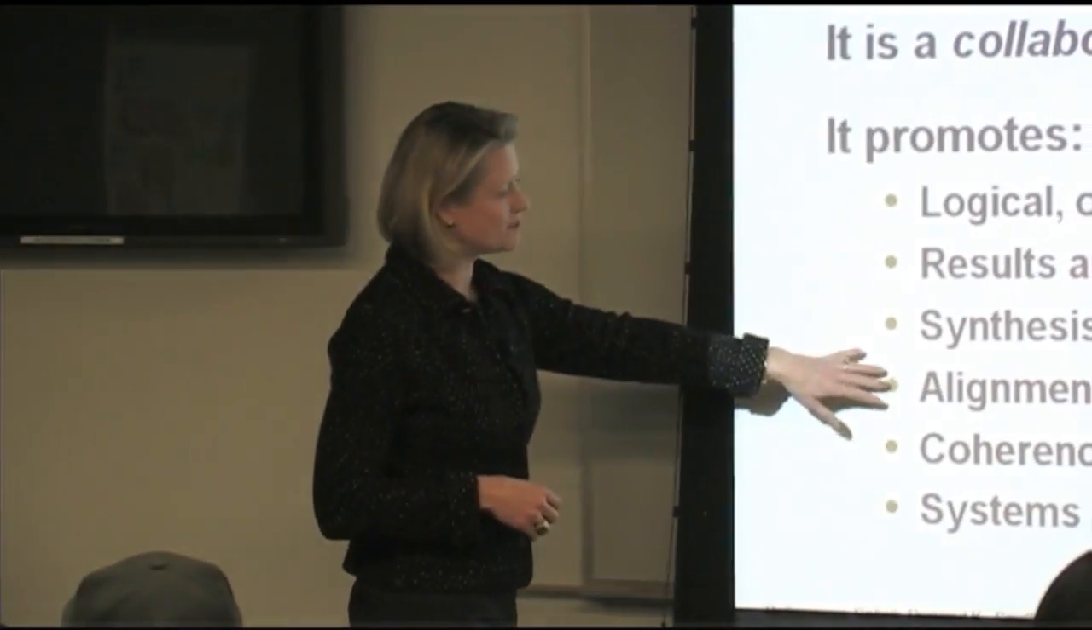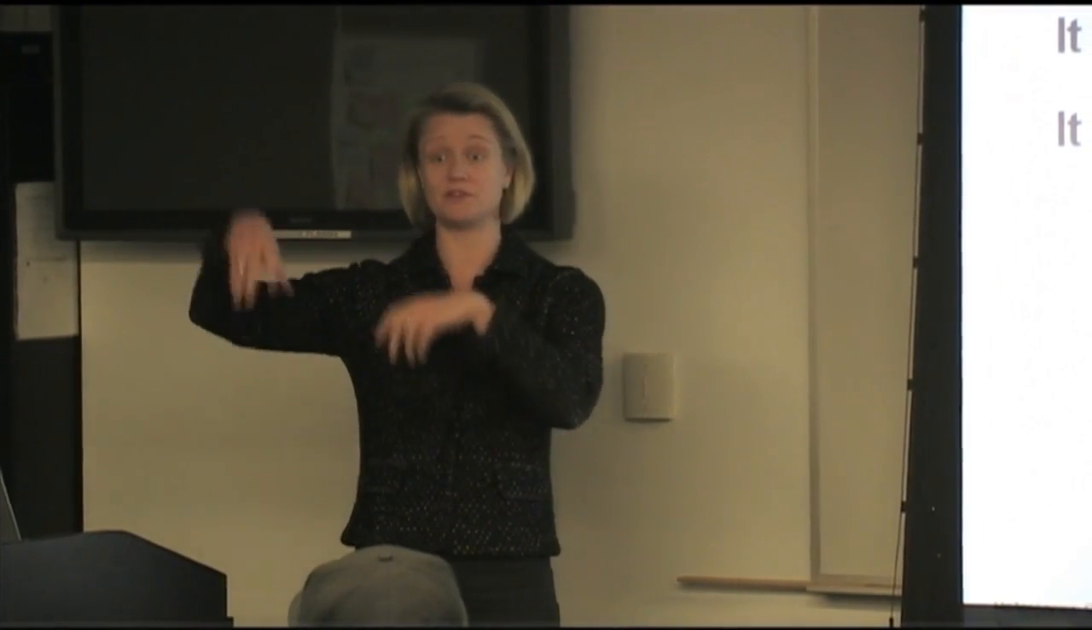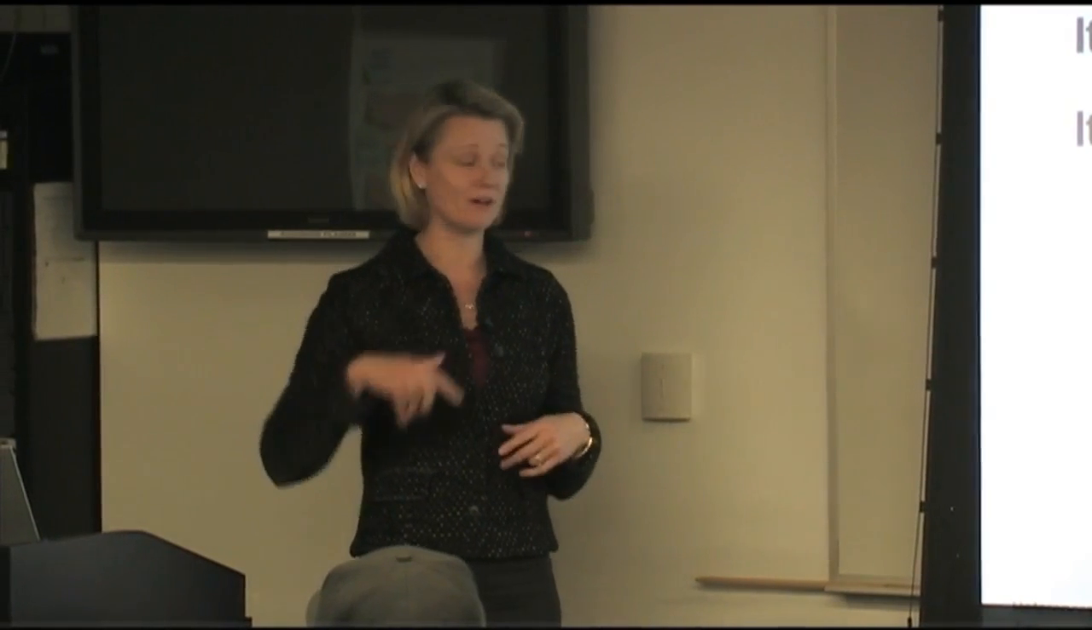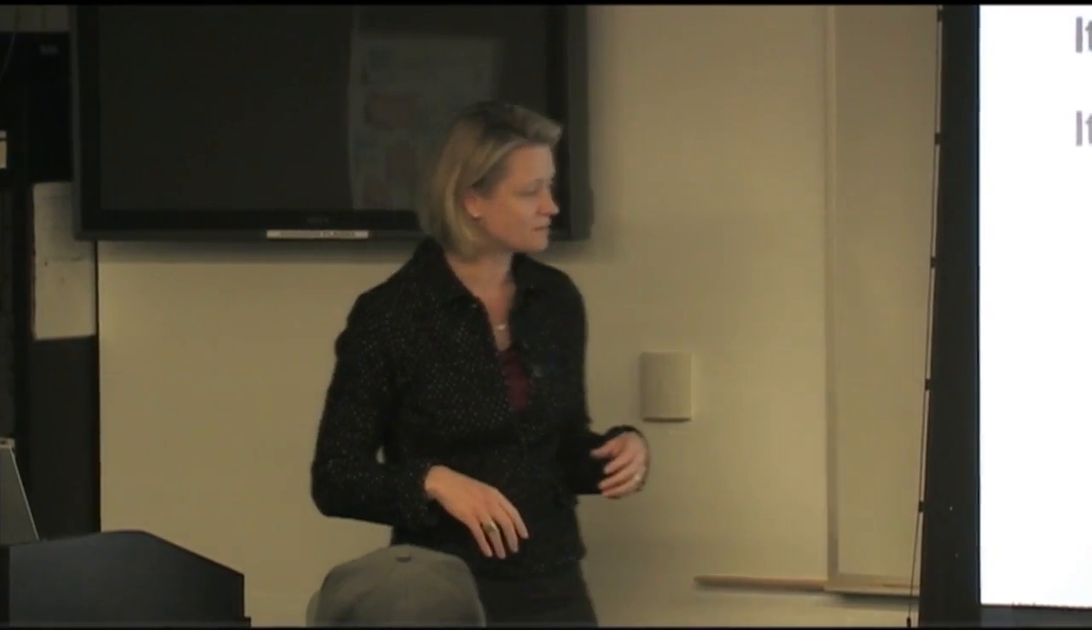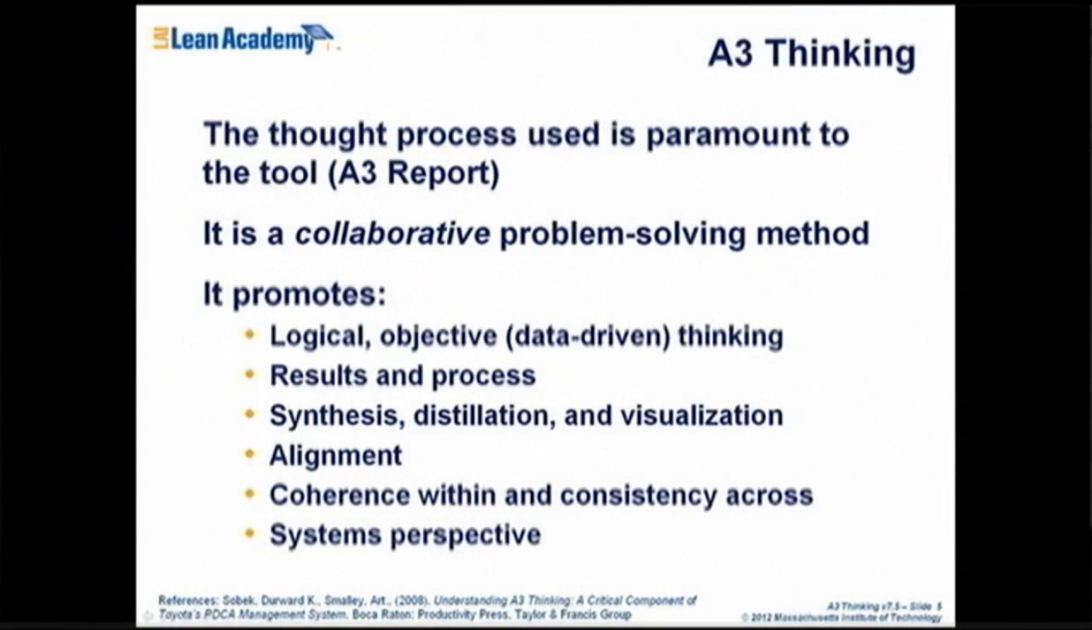It forces alignment between the context of the situation, the problems you're seeing, the root causes of those, the goals that you want to achieve, and the actions that you're going to take to make that happen. Those all have to be aligned, and you can see that in the A3 sheet. Then as a result, you have some coherence both within and consistency across all these elements in your A3 sheet, and it really makes sure that you take a systems perspective on the problem to get out of those silos.